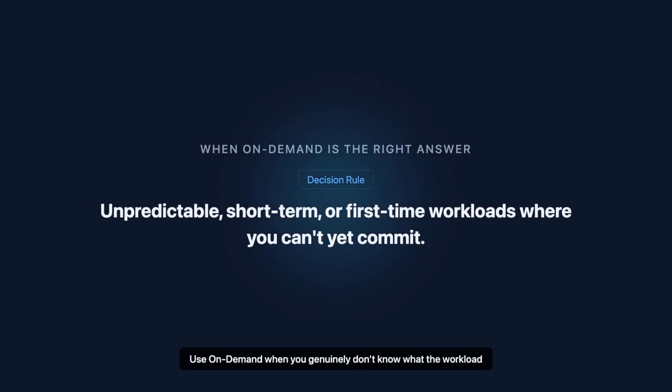Use on-demand when you genuinely don't know what the workload will look like in a month. Brand new applications, short-lived development environments, traffic spikes on top of a baseline you've already covered another way. The rule is simple. If you can't honestly predict the usage, don't commit to it.